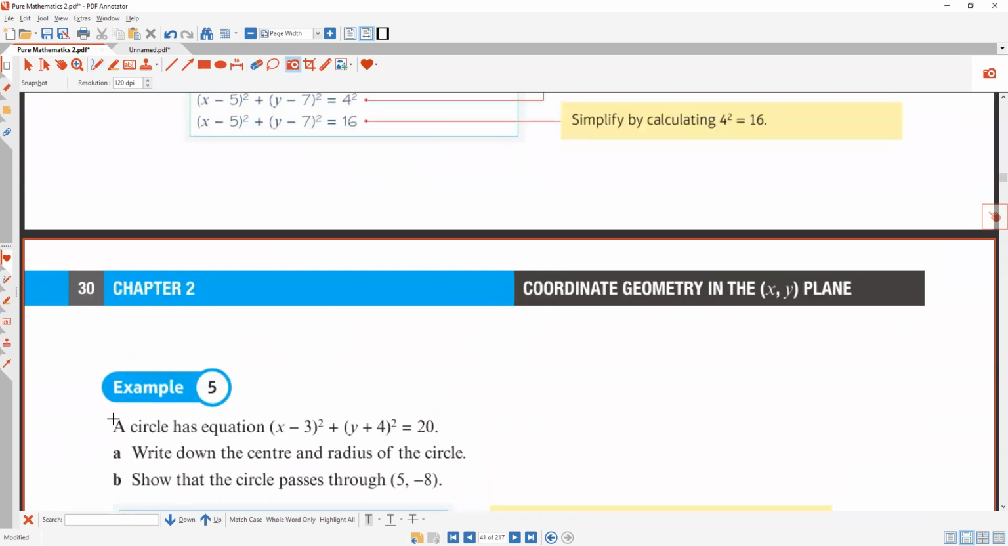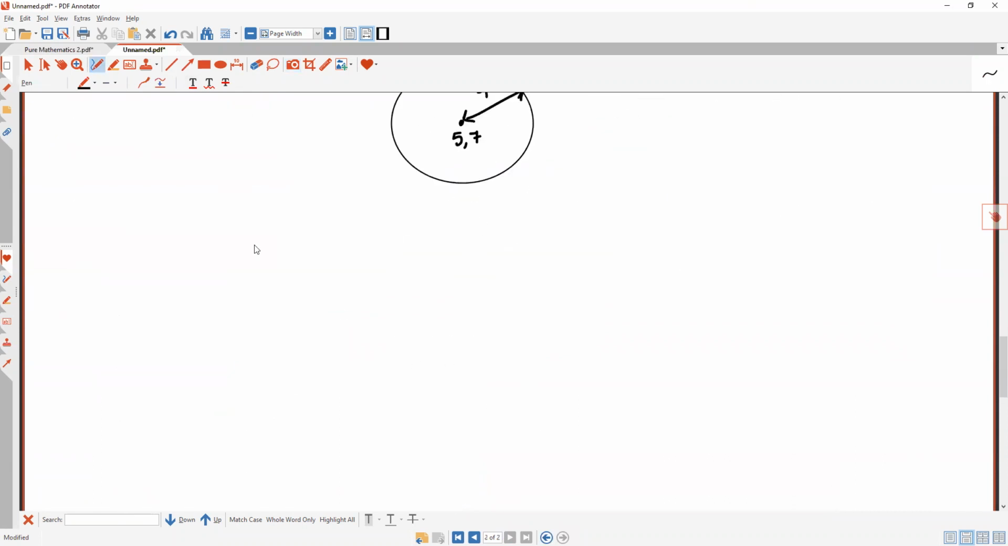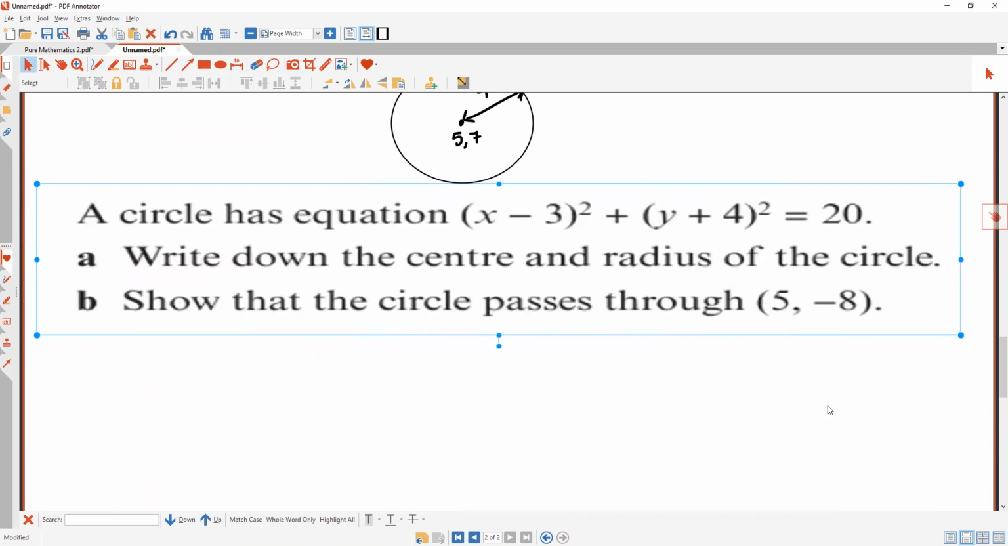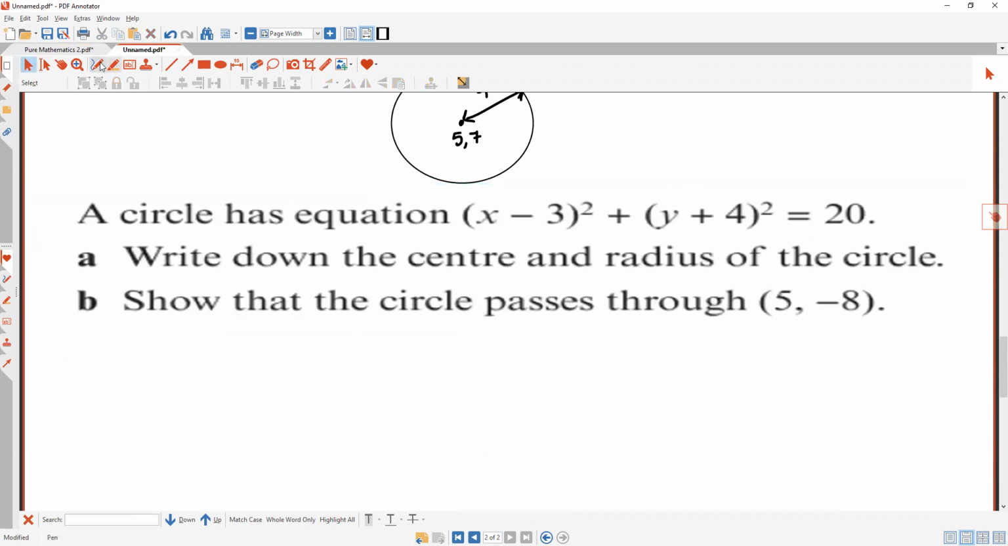Now let's go to the next question. Okay, a circle has equation x minus 3 whole square plus y plus 4 whole square is equal to 20, right? So now you have x minus 3. Write down the center. Now the center is going to be the opposite. Here if minus 3 is given, you give x coordinate 3, and here if plus 4 is given, you give y coordinate minus 4. So this is your center coordinate.